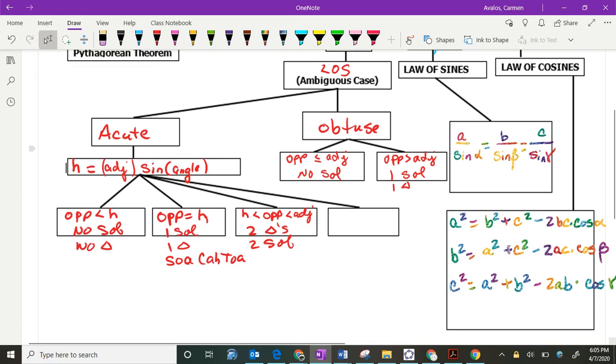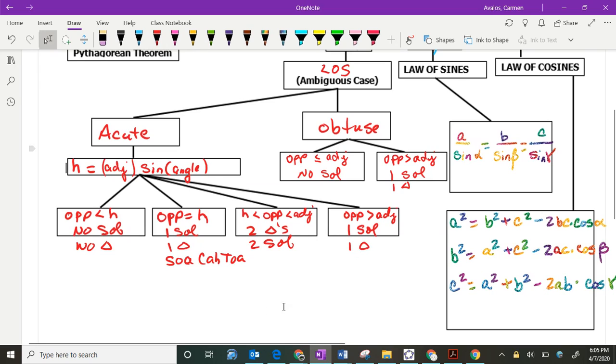And let's fill that in. So if we get that the opposite side is going to be bigger than the adjacent side, and obviously it's going to have to be bigger than the height, then we get one solution, one triangle.